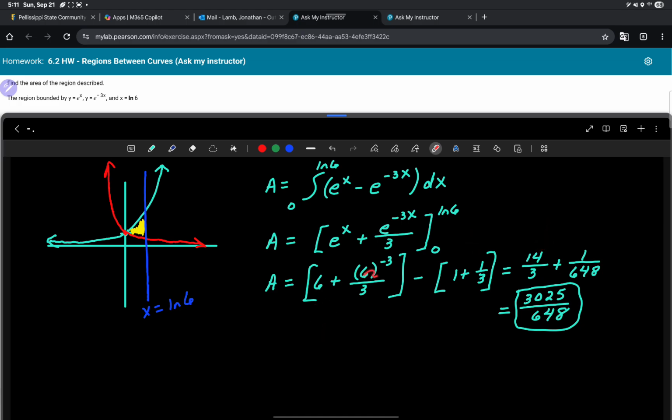And then this next part, 6 to the negative third power, this is the same thing as 1 over 6 cubed. 6 cubed is 216. 216 times 3 in the denominator would give me a 648. I, of course, had to use my calculator to add these two. 14 over 3 plus 1 over 648. It's going to give me 3,025 over 648 for our final answer. I like that problem a lot.